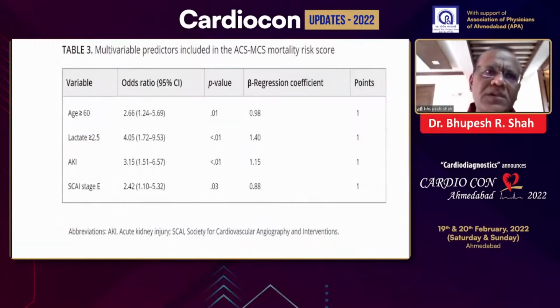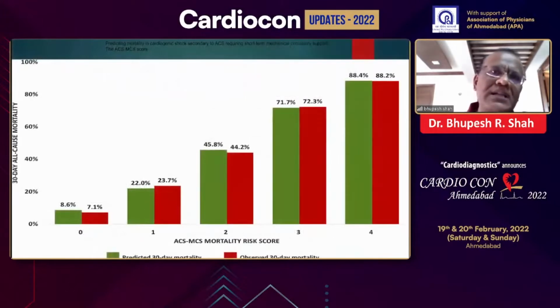Here there are multiple predictors which are included in the ACS, MCS mortality risk score. This is very tricky, because age more than 60 is given 1 point, lactate more than 2.5, 1 point, kidney injury 1 point, and stage E 1 point. So if we go for the ACS, MCS, here the patient is young, so only lactate. So here we can say there is only 1 point as far as the mortality risk score is concerned. We can see the predicted mortality and the observed mortality in the range of 20 to 25%.